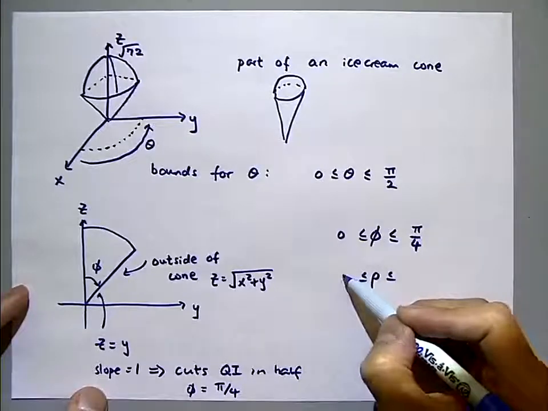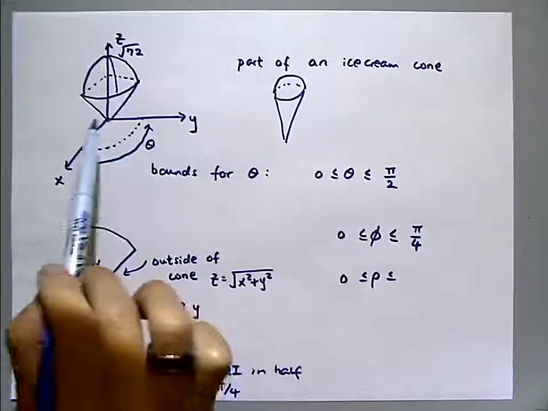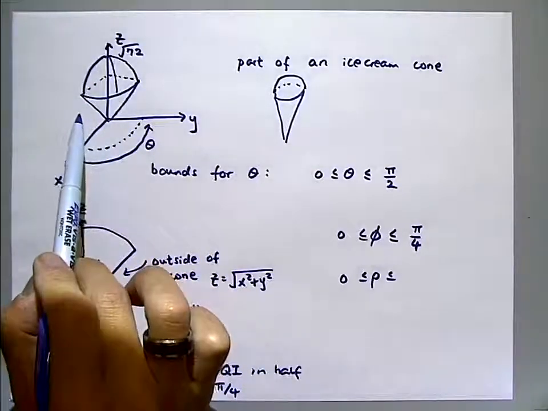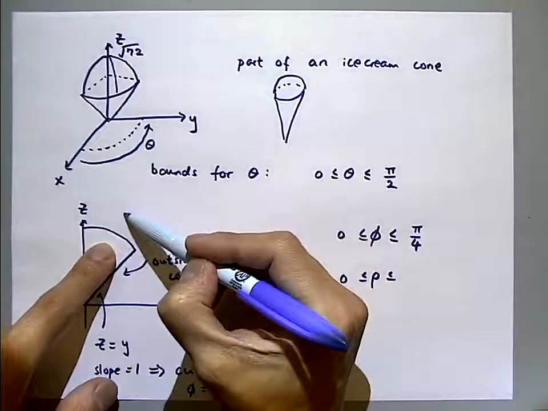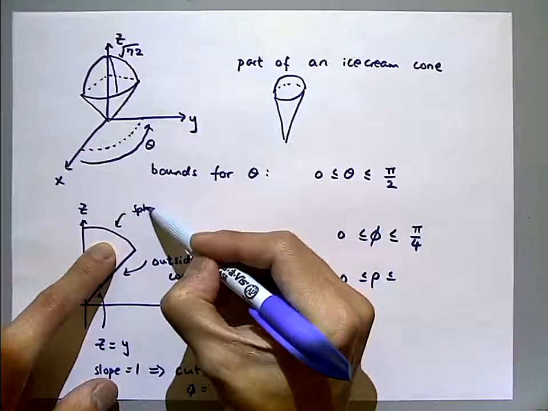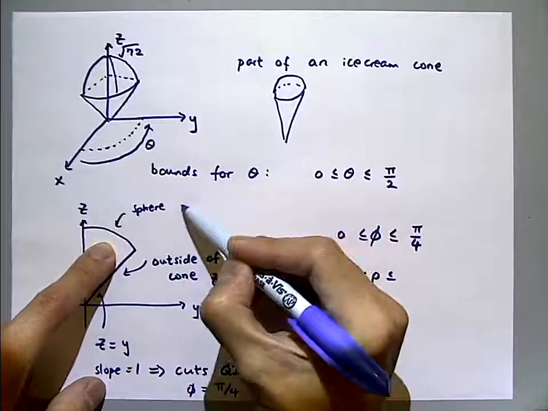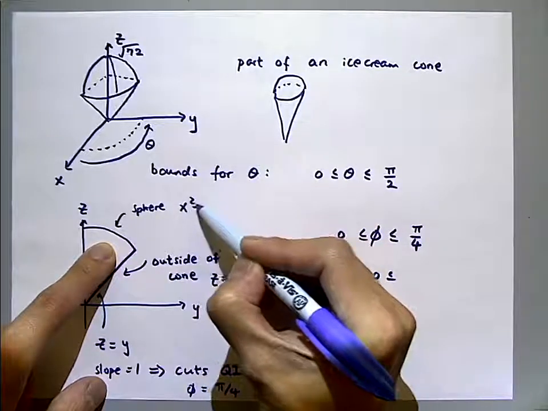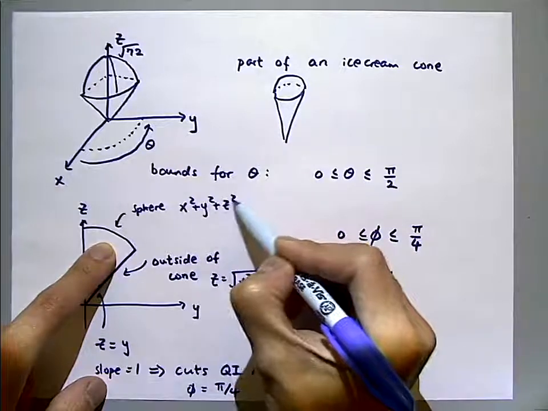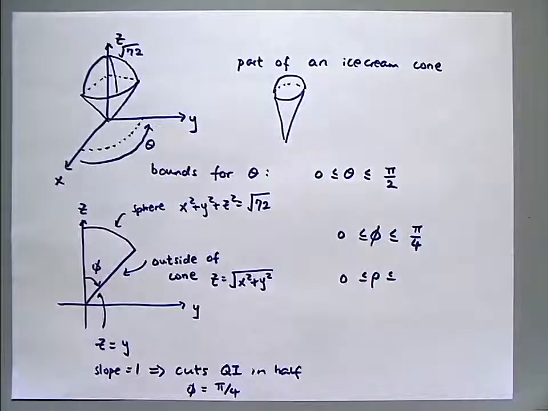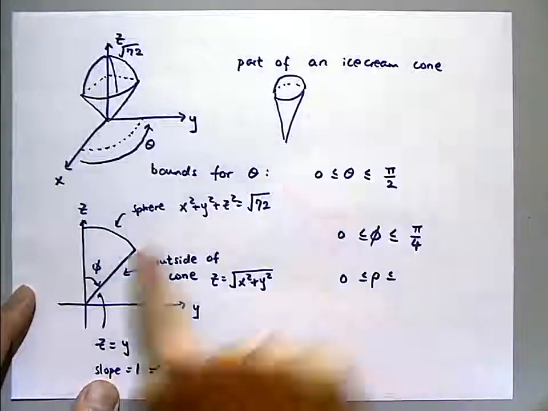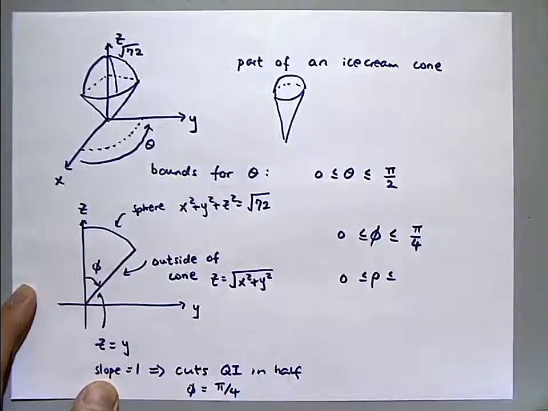0, yeah. Well, you want to accumulate every single point inside this quarter cone. So you're going to start here and then move out until you hit the boundary of the sphere, right? This is the sphere x squared plus y squared plus z squared is equal to radical 72. And again, in order to get every single point inside that, you start at 0, you will go until you hit the boundary of the sphere.